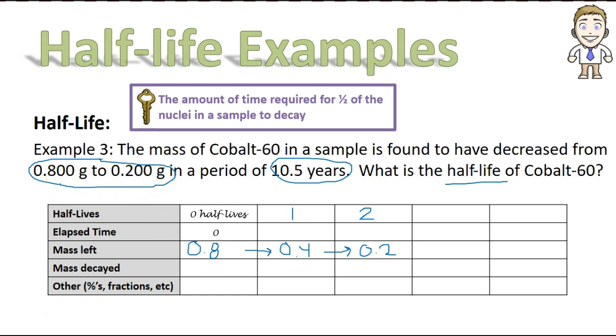The mass decreased from 0.8 to 0.2 grams, and it gives the total time that took, so it gives us this box as 10.5 years. So we can go ahead and fill that in. The only other thing to think about is, to answer the question, what is the half-life? Remember, half-life is just every one of these jumps. So if 2 half-lives took 10.5 years, just divide that in half to figure out what 1 half-life is. And half of 10.5 should be 5.25 years.